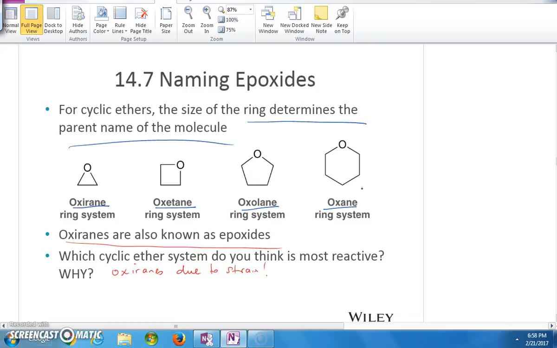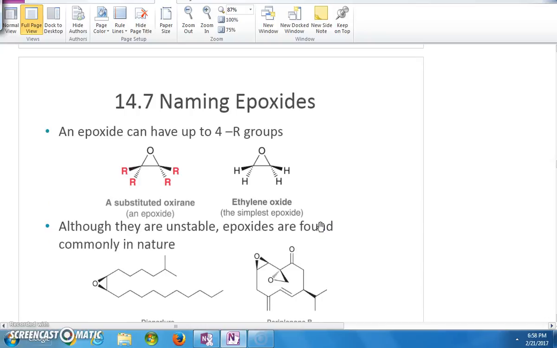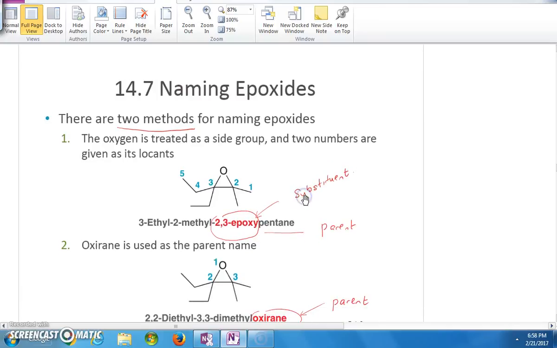Now, which cyclic ether system do you think is the most reactive? Of course, the 3-membered ring is going to be the most reactive because of significant strain. It has significant strain, so it's going to be the most reactive. See? Now, when we want to name epoxides, there are two ways of naming it.